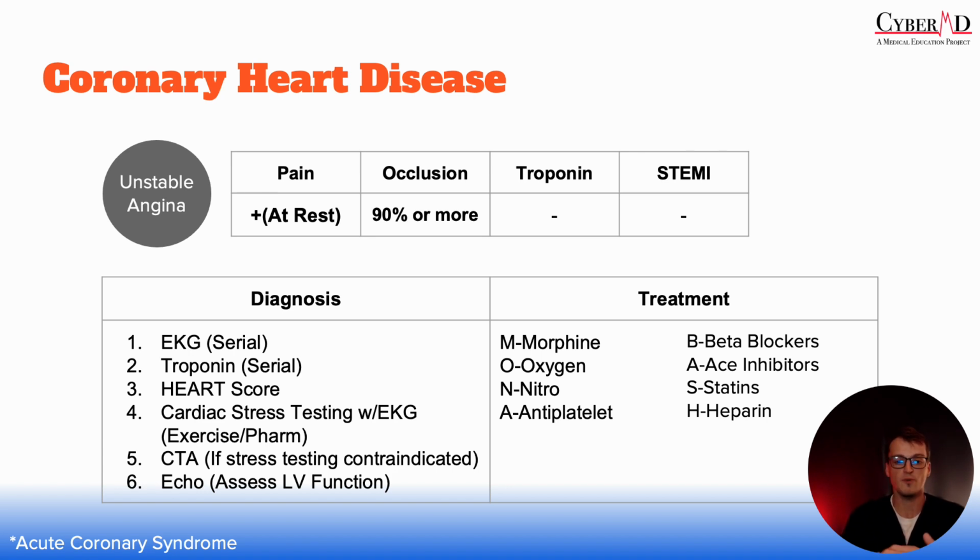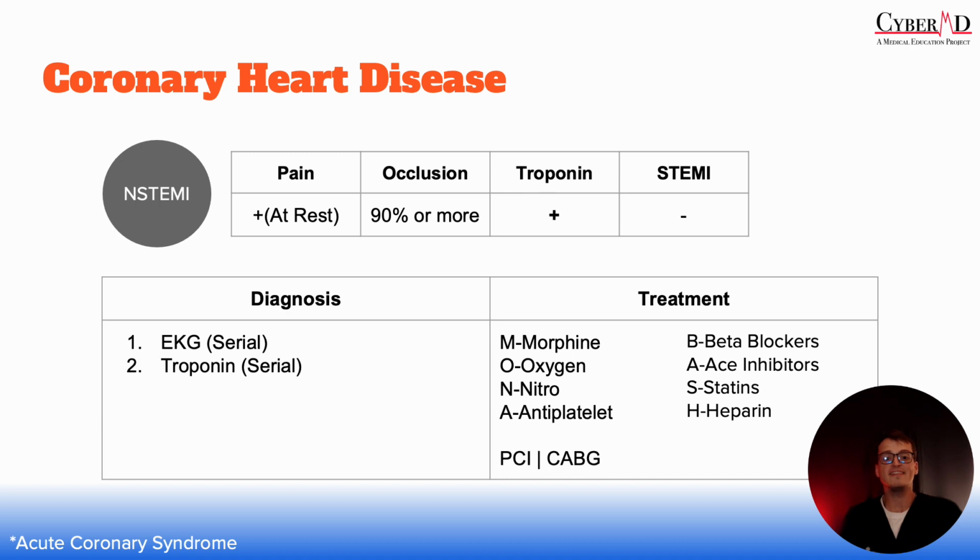Okay, now that we have a basis for understanding the pharmacologic treatments that may be used in acute coronary syndromes, typically these MONA-BASH drugs will be used a little bit later in the disease progression. But let's move on and talk about the next progression of this disease process, which is an NSTEMI. In an NSTEMI, the change is that during the workup of the patient, you will see an elevation in the patient's troponins, and there may be some EKG changes.